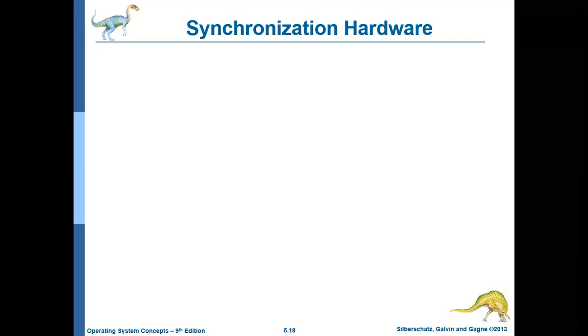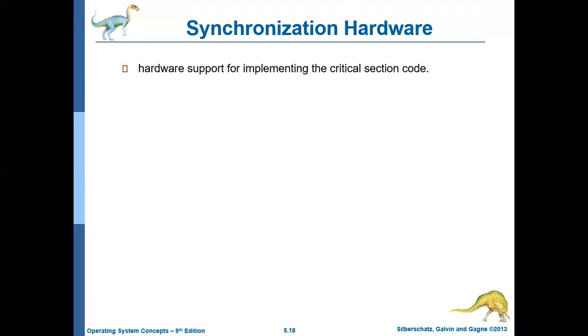Welcome. The topic we'll be discussing in this session is synchronization hardware. That is, how process synchronization can be achieved through hardware. Through hardware support also, process synchronization can be achieved. That is, the critical section code can be executed in a synchronized way, and we can ensure that there is no data inconsistency.